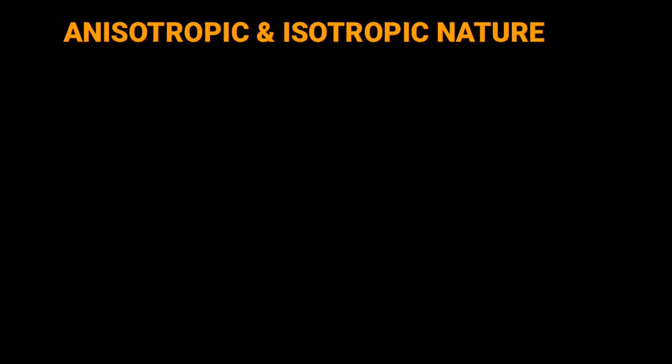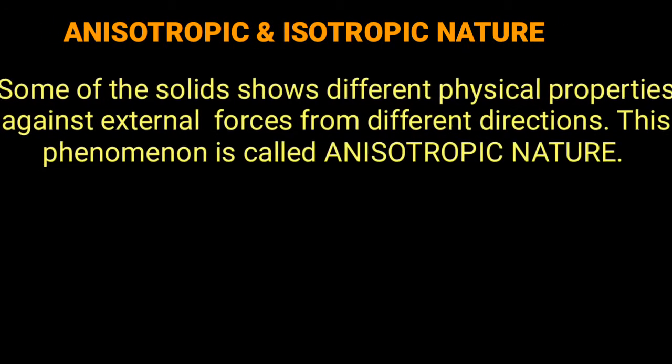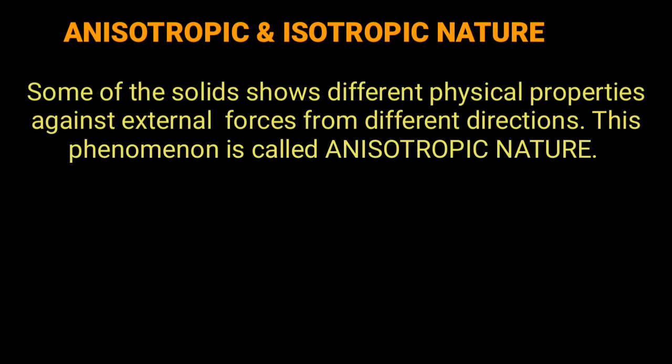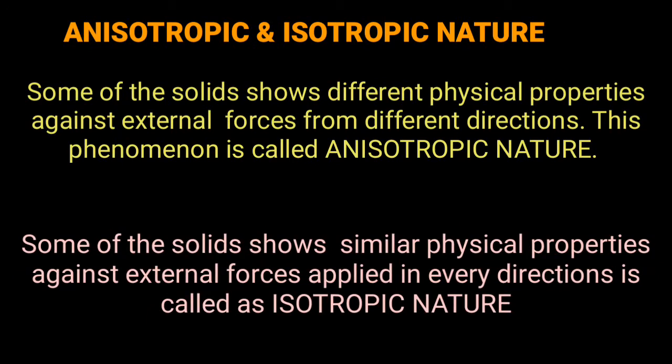Anisotropic and isotropic nature. Some of the solids show different physical properties against external force from different directions. This phenomenon is called anisotropic nature. Some of the solids show similar physical properties against external forces applied in every direction. This is called isotropic nature.